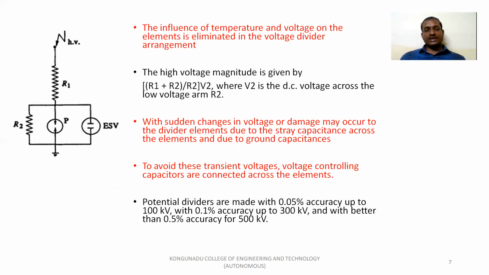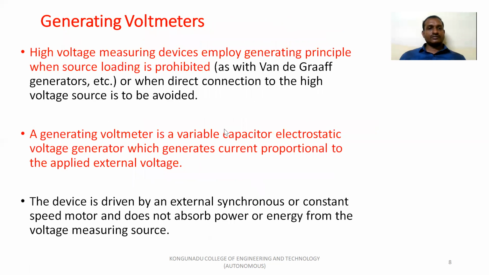0.5% accuracy for 500 kV. This is suitable for high voltage measurement. So the third method is generating voltmeters. Here we are going to apply the generating concept for measuring high voltages.